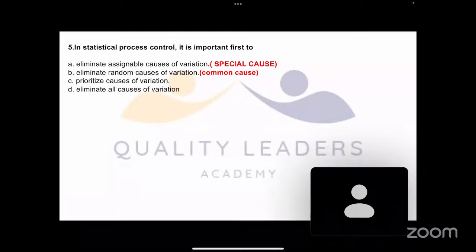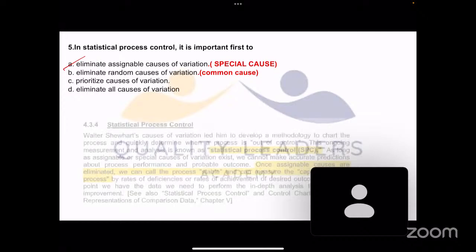Okay, the correct answer here is letter A, eliminate assignable causes of variation. To say that the process is under statistical control, what must I do? Eliminate assignable causes of variation. But why didn't we choose letter D, eliminating all causes of variation? Because we said that common causes cannot be eliminated. We reduce them and improve them. Elimination is for special causes, not common causes. Okay?